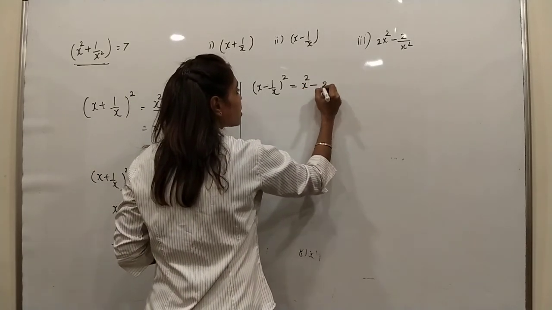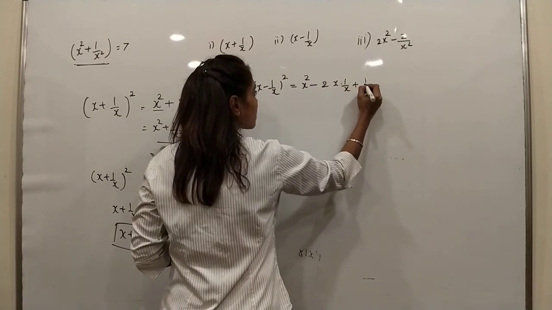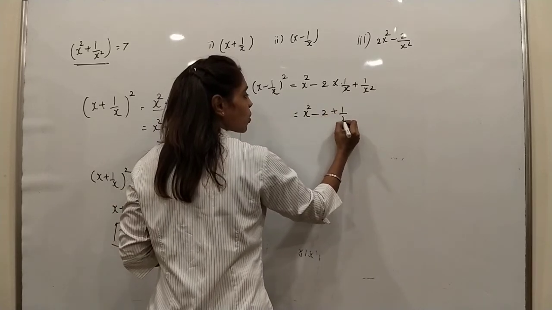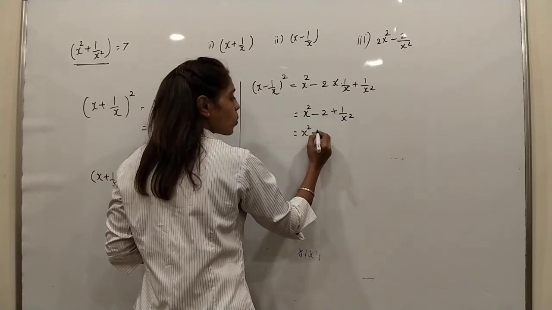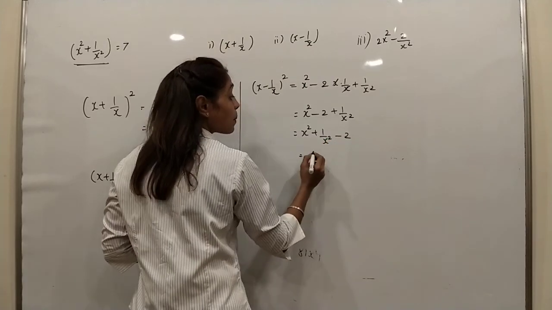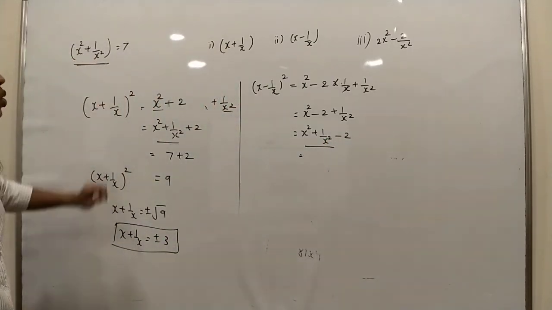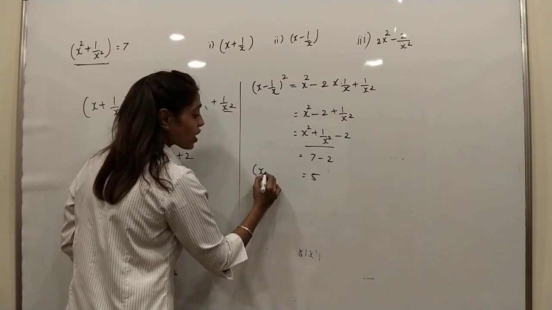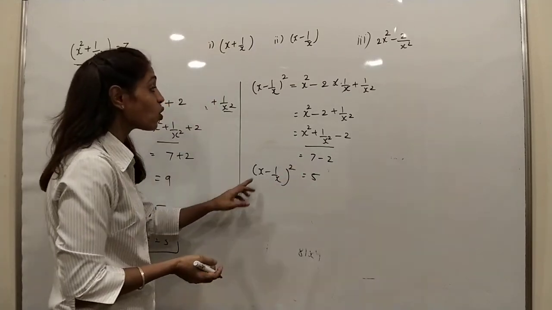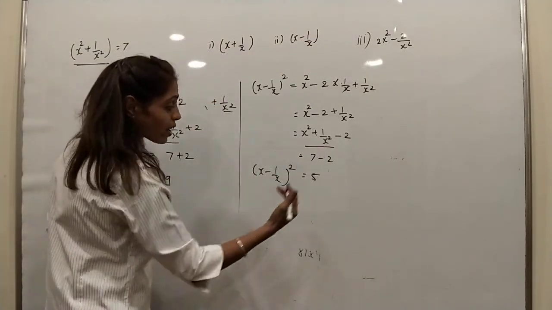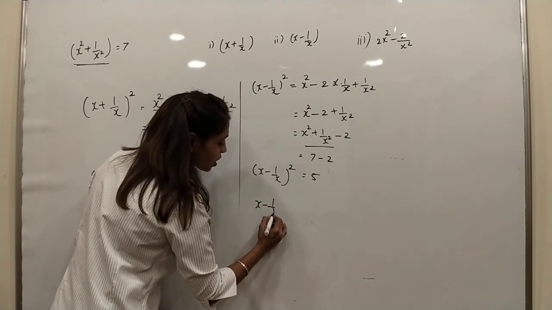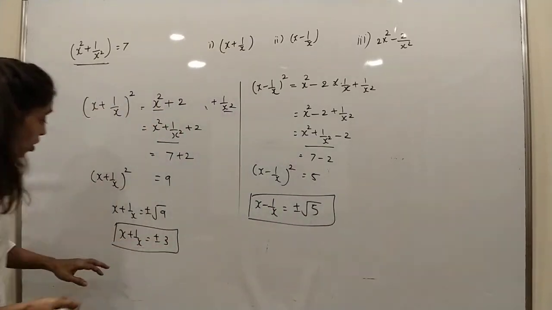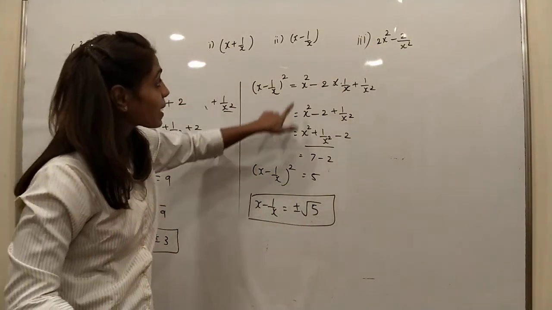So x square minus 2 x into 1 upon x plus 1 upon x square. X cancels. X square minus 2 plus 1 upon x square. So x square plus 1 upon x square minus 2. But I have the value of x square plus 1 upon x square as 7, minus 2 is 5. That is the value of x minus 1 upon x the whole square. But I want just x minus, not square, so square root on the other side. So x minus 1 upon x is plus or minus root of 5. Now I have the values of x plus 1 upon x and x minus 1 upon x.